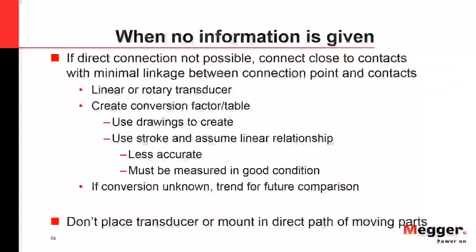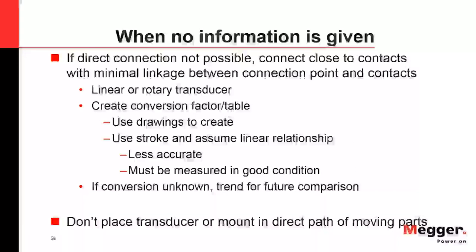And if you do this, you want to make sure that the circuit breaker is in good condition. If you don't know the conversion table, you can measure and just trend it for future comparison, but make sure you're assuming the breaker is in good operating condition when you do this, hopefully at commissioning, as a kind of reference or fingerprint measurement. Once again, don't place the transducer mount in the direct path of moving parts.